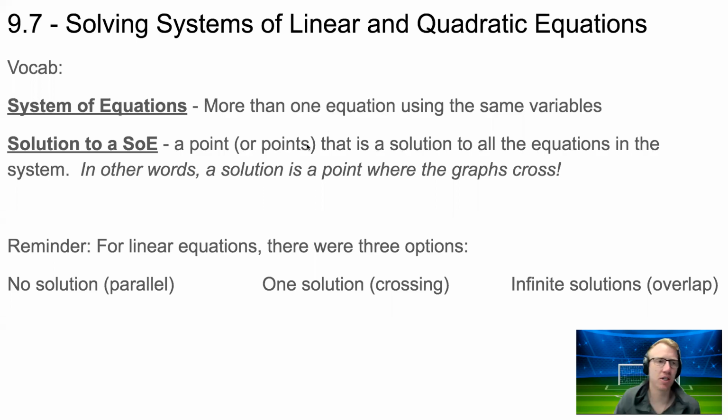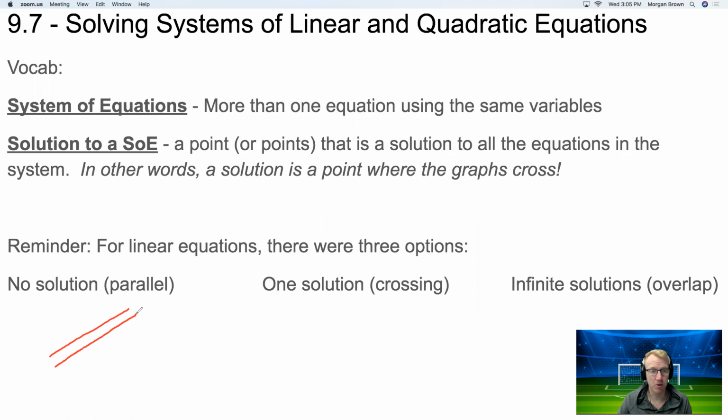Alrighty, here we go. This is section 9.7, solving systems of linear equations with quadratic equations. So in the past, we learned where two lines are going to cross. For example, if the two lines are straight lines and they are parallel to each other, there'll be no solution because they never cross. Sometimes there was one solution.